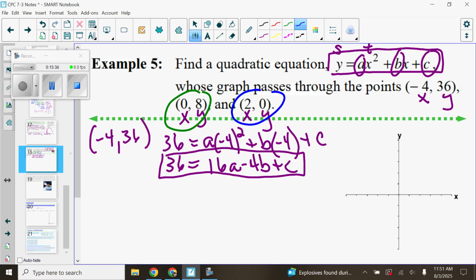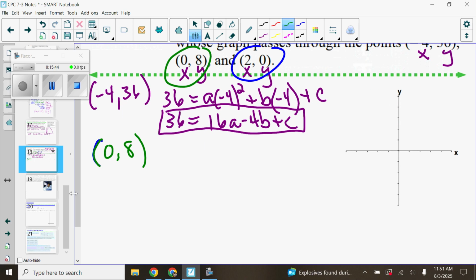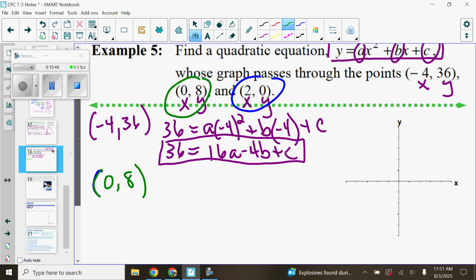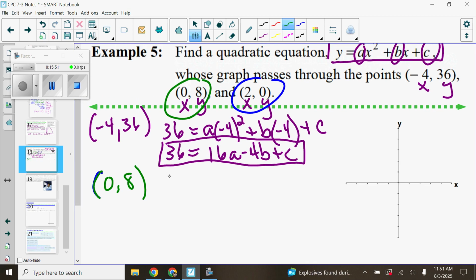Now, what's awesome about having the (0, 8) is that's the y-intercept, isn't it? So that's going to give me some really good information. So again, I'm going to go back and just put the x and the y into that original standard form of a quadratic here. My y value is 8. I'm going to plug in 0 for all my x's and see what I can get for an equation.